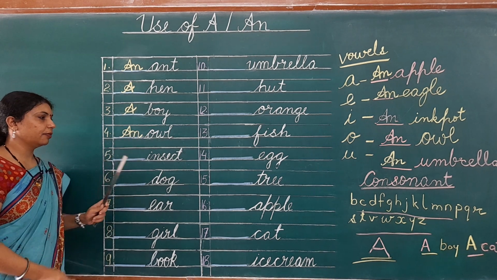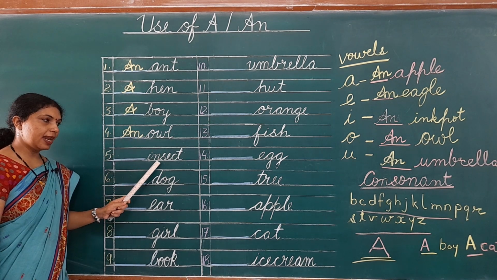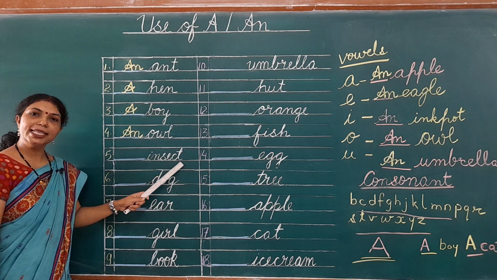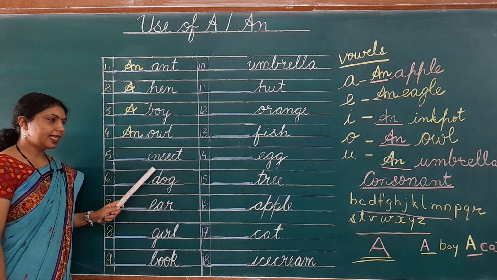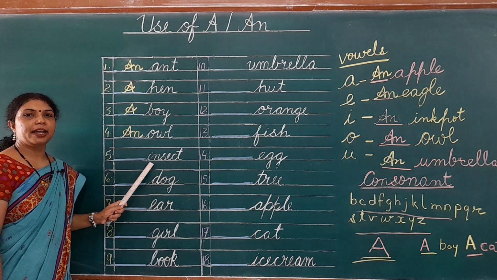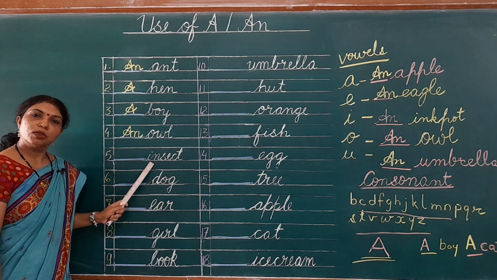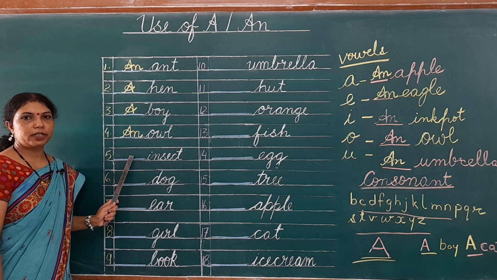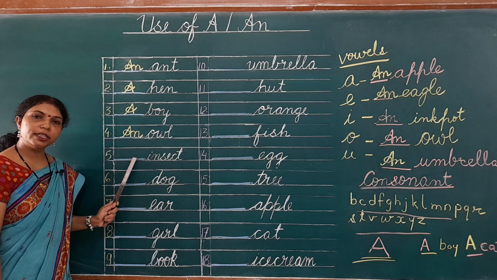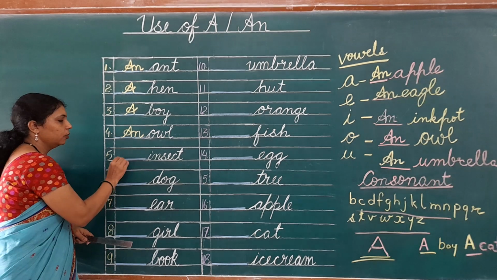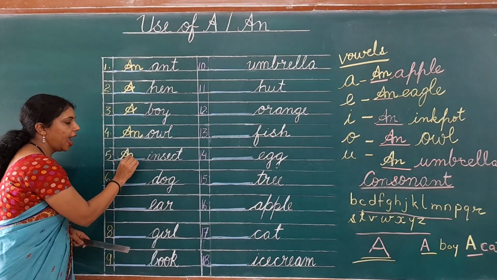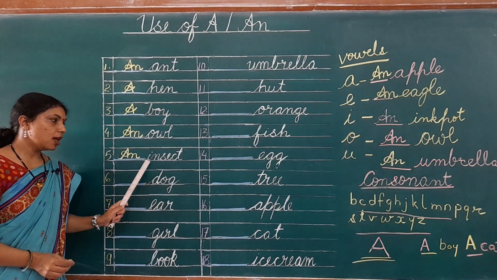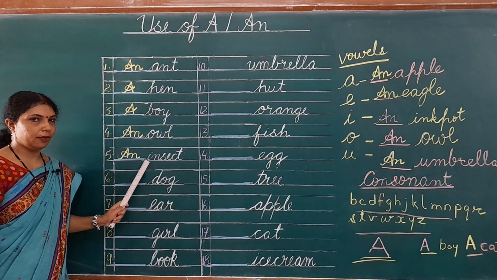Okay, number 5, I-N-S-E-C-T, insect. Insect, first letter is I. I is a vowel. Now I think you have understood what we have to write here. We have to write here an insect. Why? Because I is a vowel.